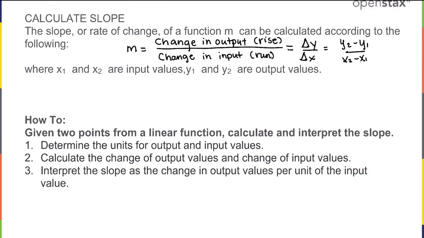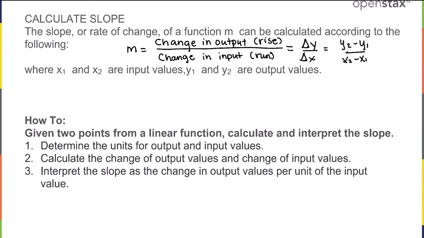So calculating slope, again, something that you should have done at some point in your mathematical past. We did rate of change as it pertained to all functions, but slope specifically on a line from a linear function. It's a rate of change. It's represented by the letter m. It can be calculated according to the following. We find the ratio of the change in output to the change in input. So the change in y, delta y, to the change in x, delta x. You may have learned it as rise over run.